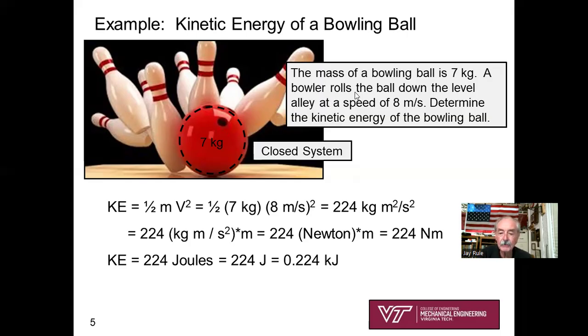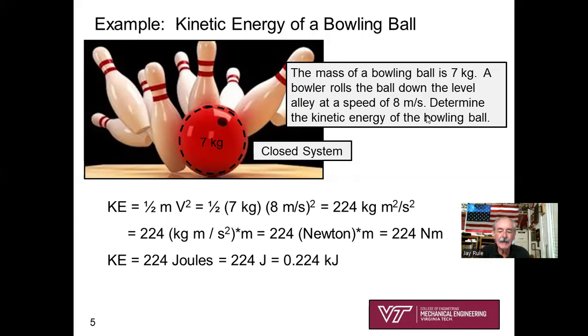A bowler rolls the ball down a level alley at a speed of 8 meters per second. So you know the velocity. Determine the kinetic energy of the bowling ball. Now, in my problem statement, I don't say determine the kinetic energy in joules or in kilojoules. A good self-respecting engineer has got to know that. So expect that type of question on a quiz or a test, not determine the kinetic energy in kilojoules.